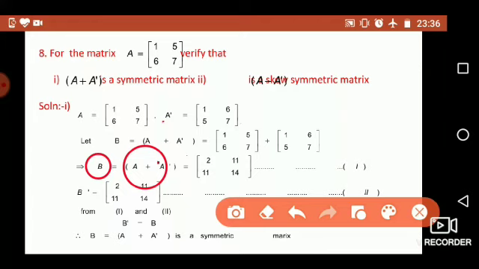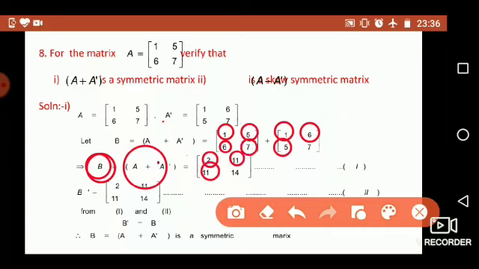A plus A dash is denoted by the matrix B, which is equal to, by adding the corresponding elements of both the matrices, 1 plus 1 that gives 2, 5 plus 6 gives 11, 6 plus 5 again gives 11, and 7 plus 7 gives 14. Therefore, we denote this as equation number 1. This is our matrix B containing A plus A dash.